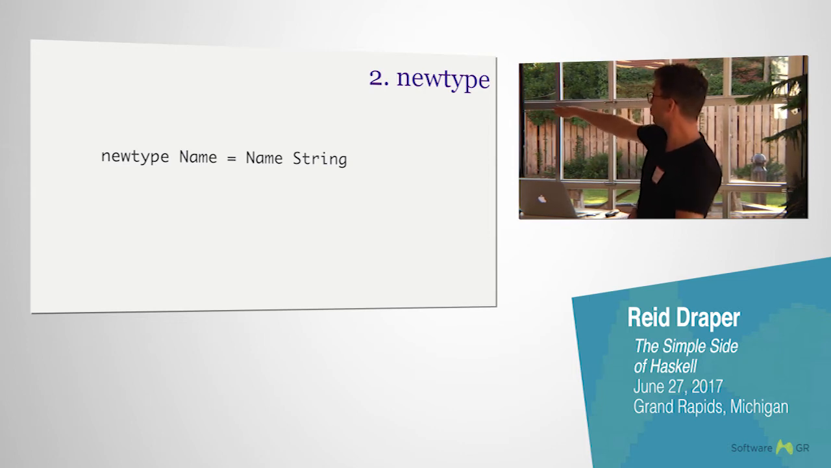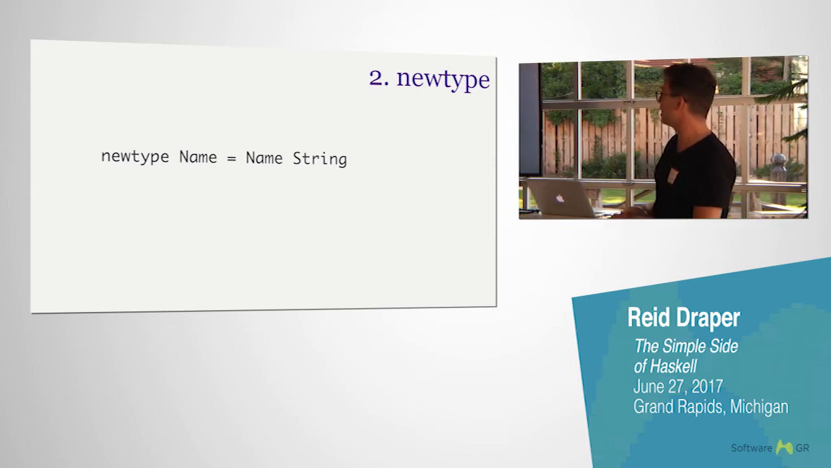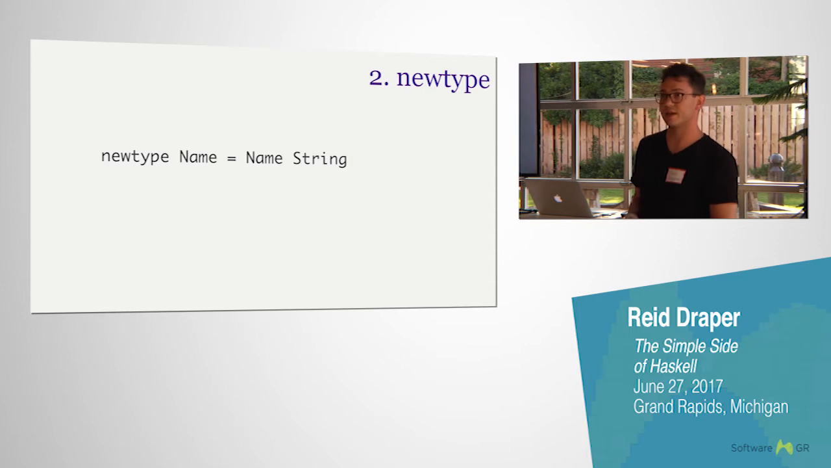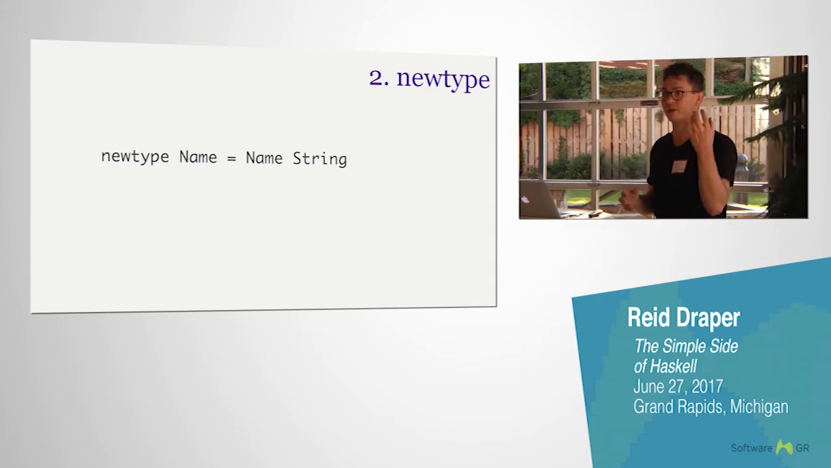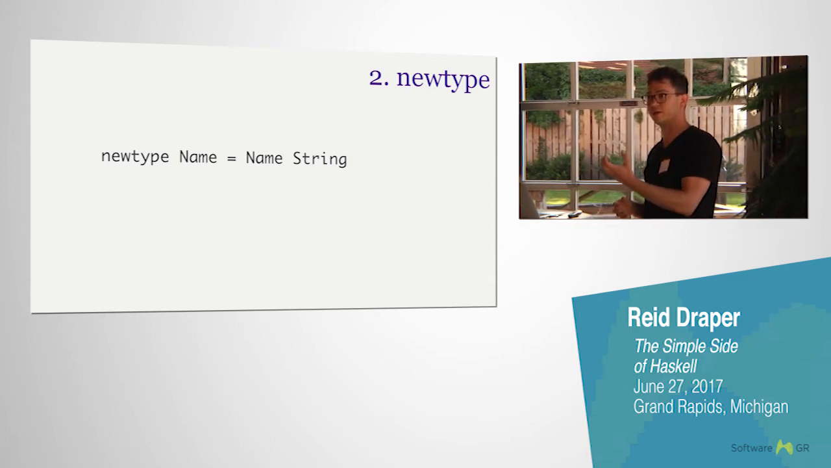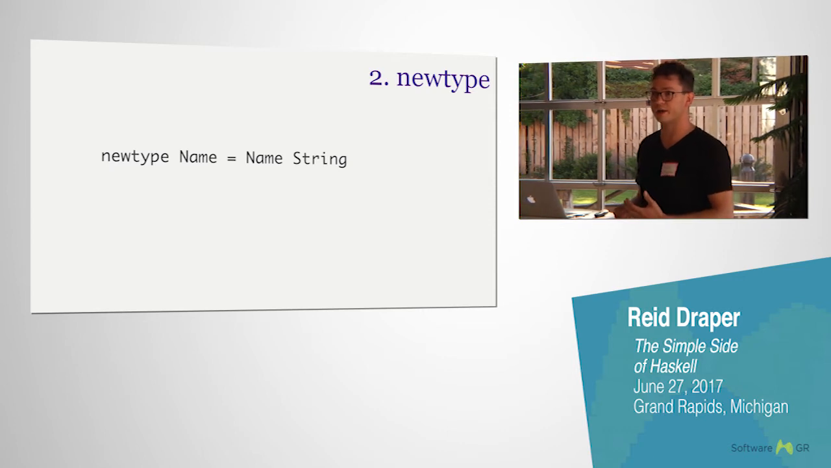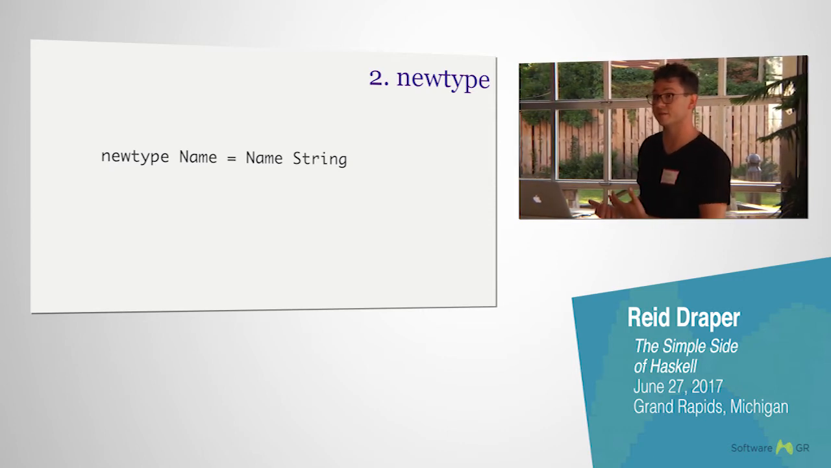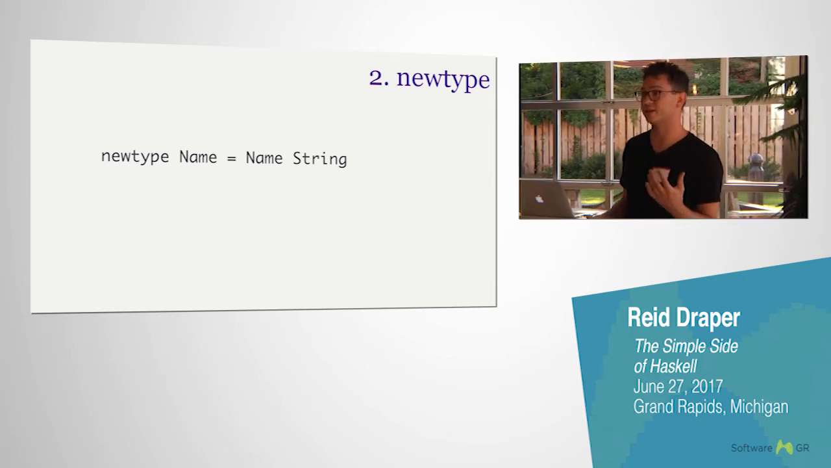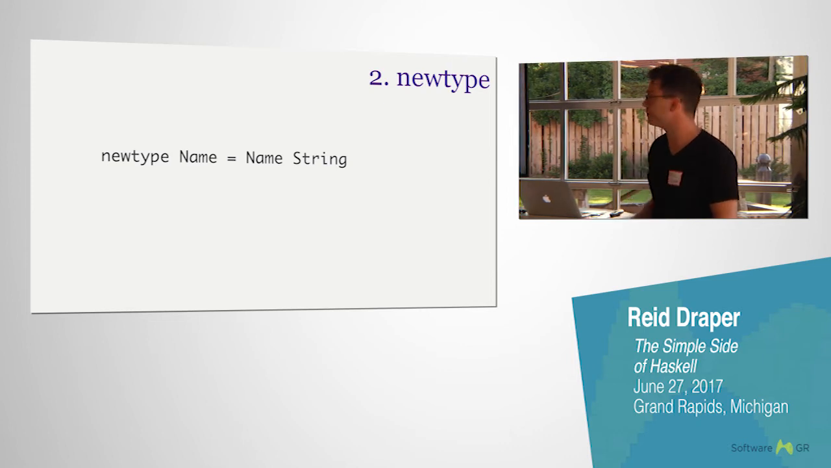And this is like one line of code. And what's cool, though, is that I can't ever mix up a name and a string. And so if my function requires that you pass in a name instead of a string, you have to pass in a name and not a string.